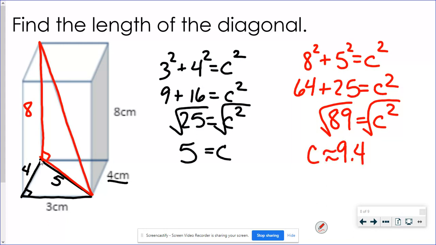And this was all measured in centimeters. That diagonal will always be the longest length of any measurement in a rectangular prism. So it had to be longer than the 8. We knew that for sure.